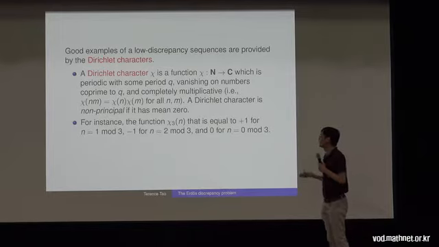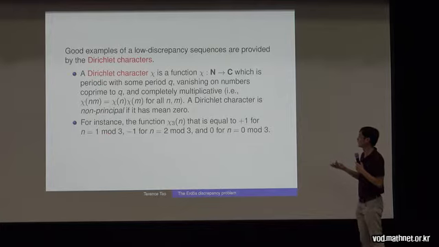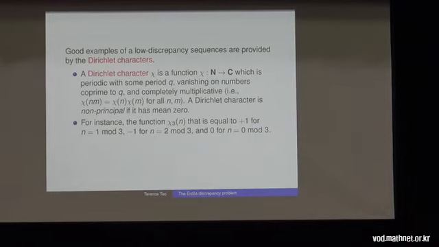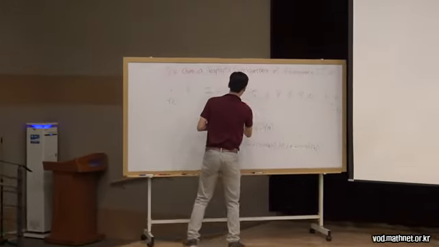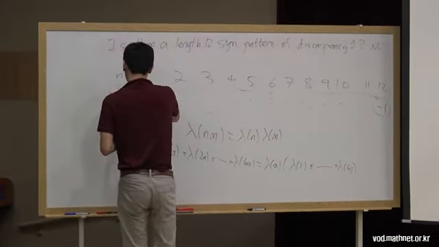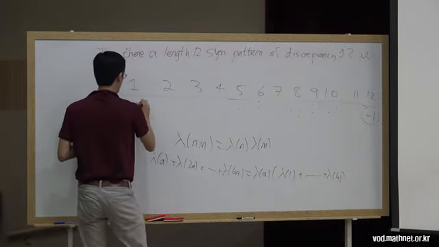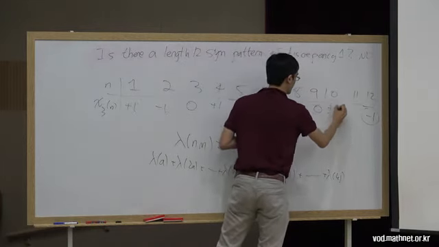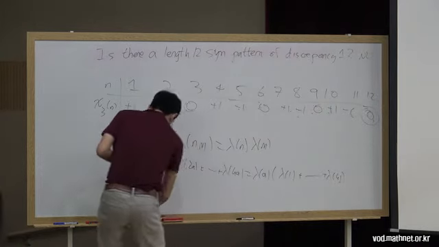Okay, so a good example of a Dirichlet character is this guy called chi3. This is the sequence which is plus 1 when n is 1 mod 3, minus 1 when n is 2 mod 3, and 0 when you're 0 mod 3. So this character looks like this: plus 1, minus 1, 0, plus 1, minus 1, 0, plus 1, minus 1, 0, and so forth. Okay, so this is a Dirichlet character.